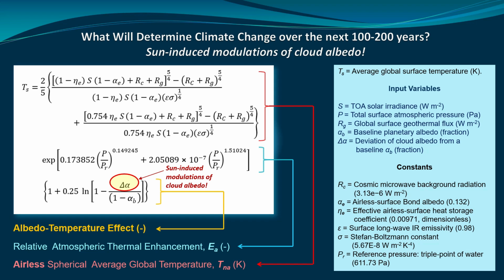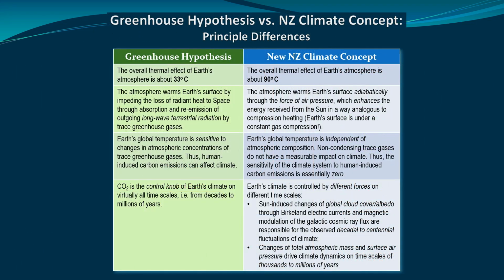Current CO2-driven global circulation models cannot correctly predict future climates because the Earth system is not governed by non-condensing trace gases as assumed by the greenhouse theory, and available models do not simulate the sun's electric and magnetic influence on cloud dynamics. This table summarizes the principal differences between the greenhouse hypothesis and the new Nikolov-Zeller data-driven climate concept.